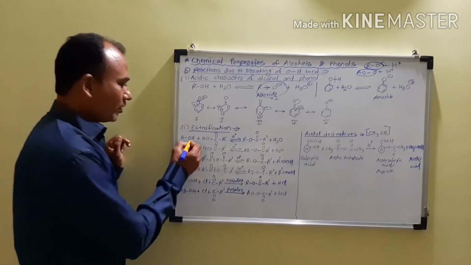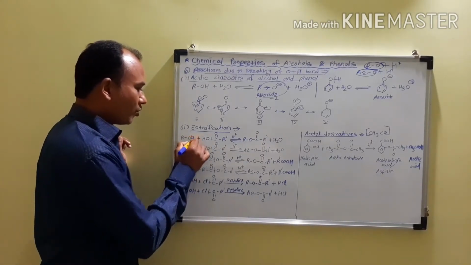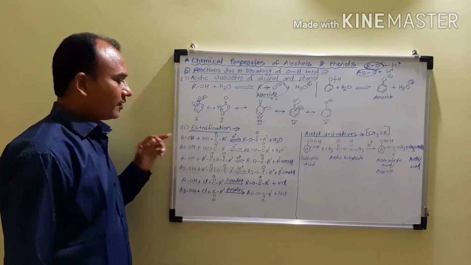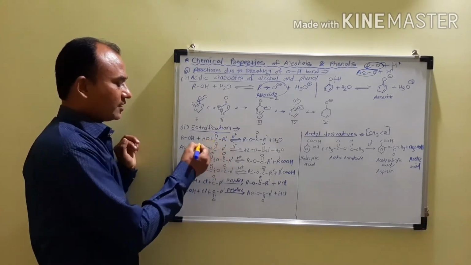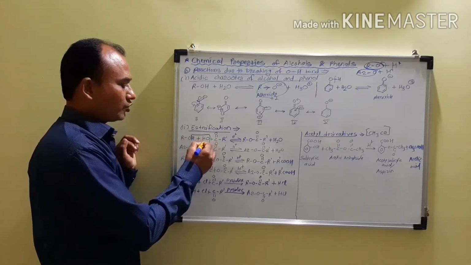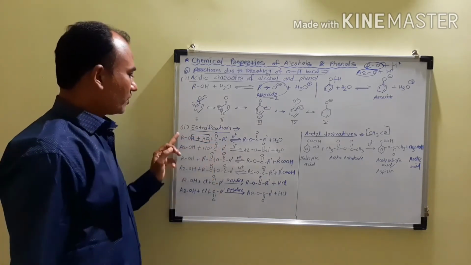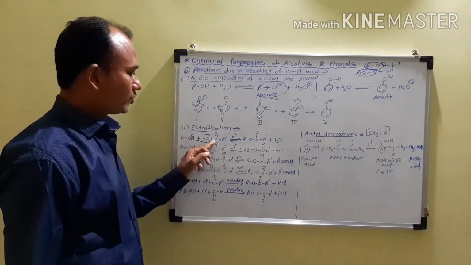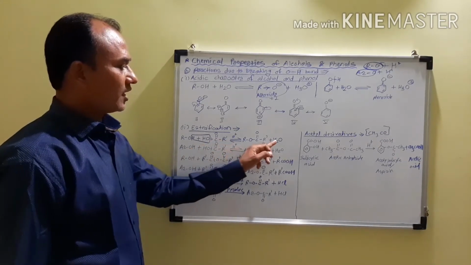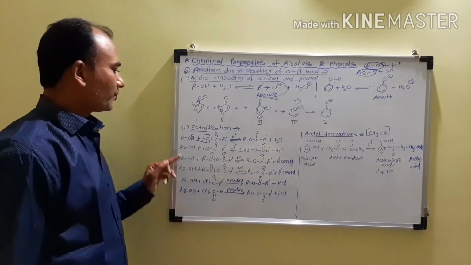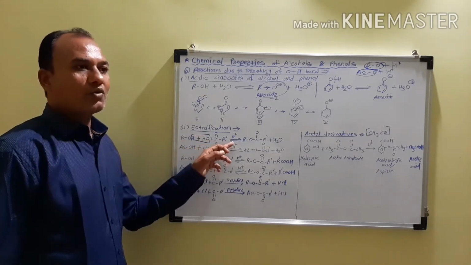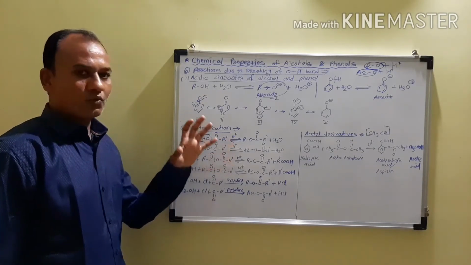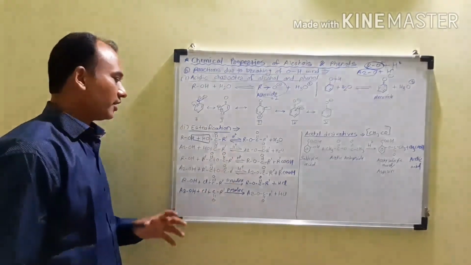Now in that case, there will be a breaking of the O-H bond in the alcohol, and there will be a breaking of the carbon-oxygen bond in the carboxylic acid by the removal of an H2O molecule, and then this RO gets attached to this carbon to form an ester and a water molecule. Now this reaction we carry out in the presence of concentrated sulfuric acid.